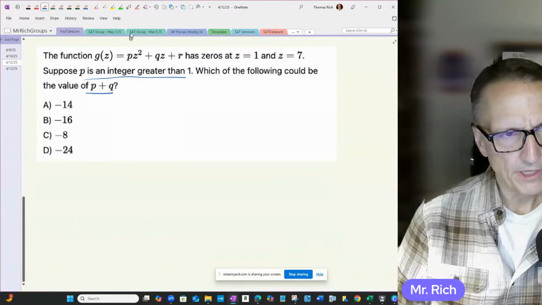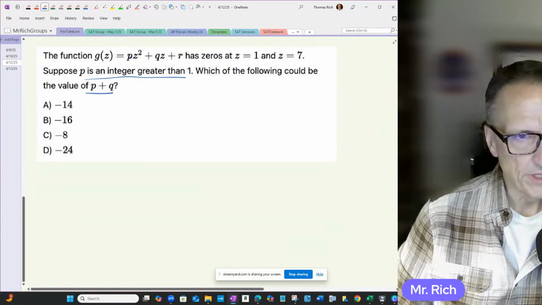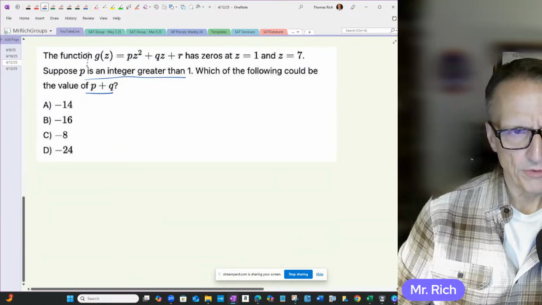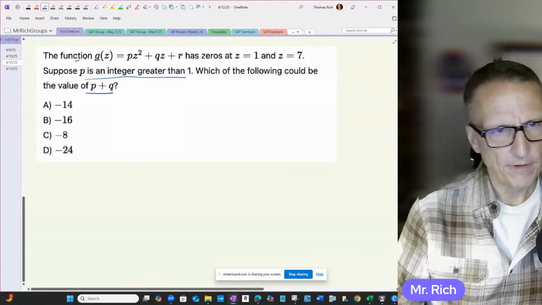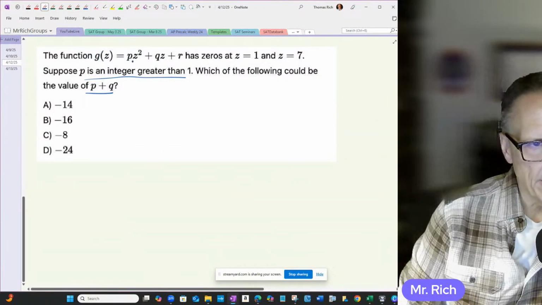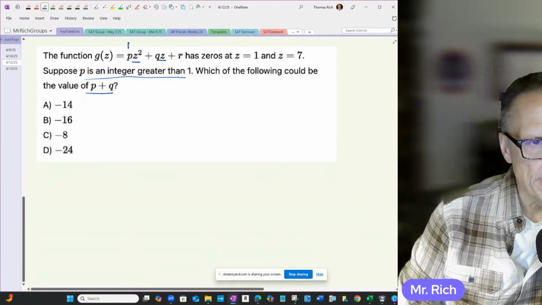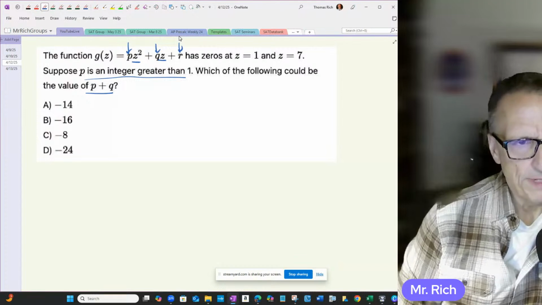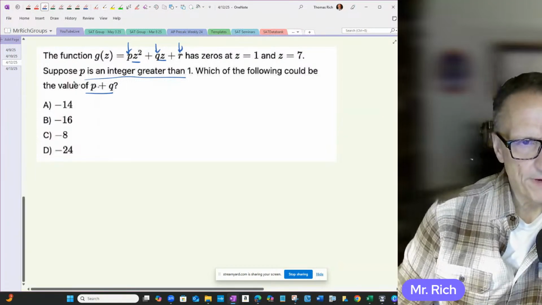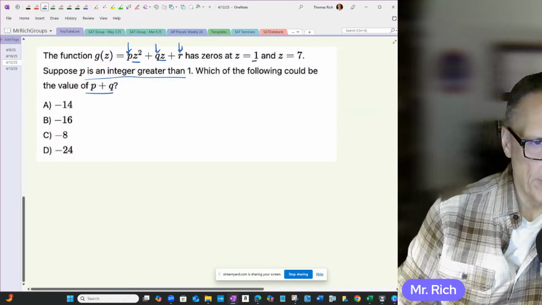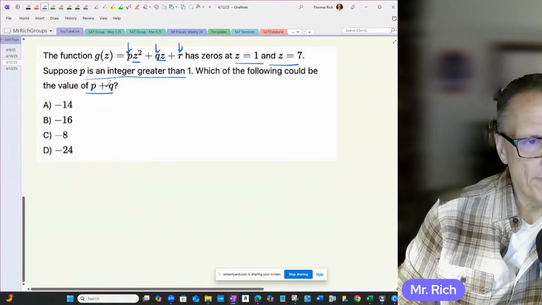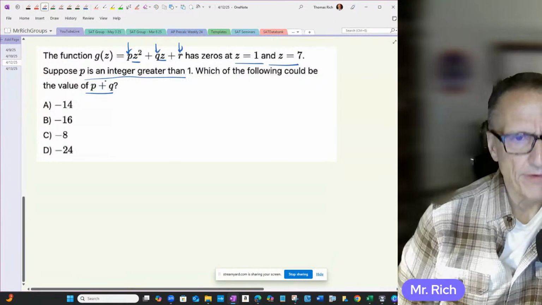All right, so when we look at the function, one thing that could throw you off is all of the letters here and not knowing which one is the true variable, the independent variable. It's z, so z is like our x. That means p, q, and r are going to be our missing coefficients, and we're supposed to figure out, based on the zeros being at 1 and 7, the x-intercepts, what the values of p and q are so we can add them together.